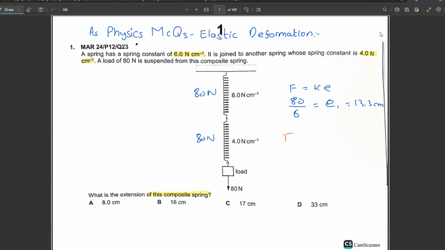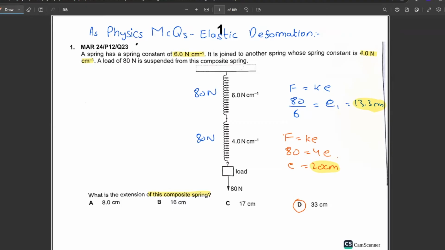Let's do that for the second spring as well. F equals k e. The force is 80. The spring constant is 4. Extension comes out to be 20 centimeters. So for the first spring, you have an extension of 13.3 centimeters. For the second spring, you have an extension of 20 centimeters. If you combine them together, the total extension becomes 33 centimeters.